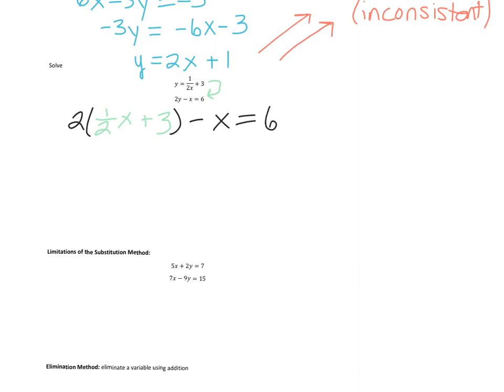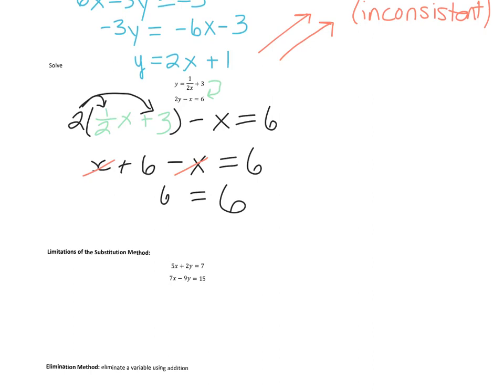All right, so let's solve this. Clear your parentheses by multiplication. 2 times 1/2, the 2's cancel, plus, oh, I'm so sorry, plus 2 times 3 is 6, minus x equals 6. And again, when we combine our like terms, x minus x is 0. So again, we're in this situation where we don't have variables.